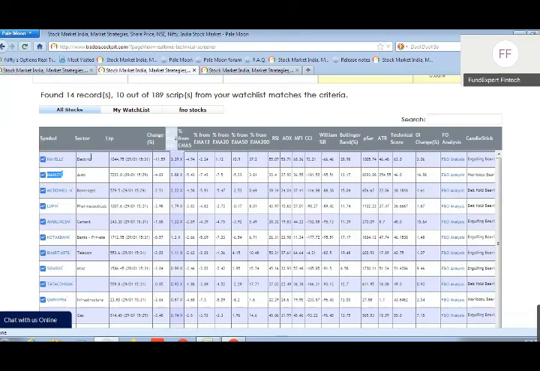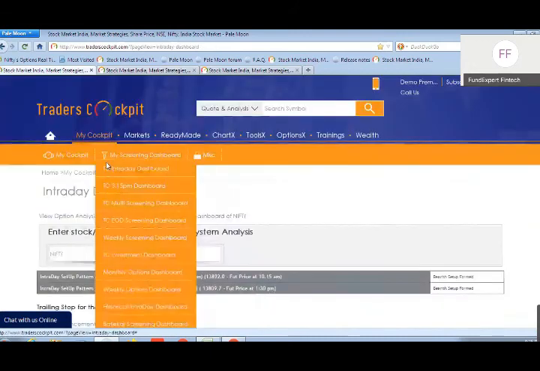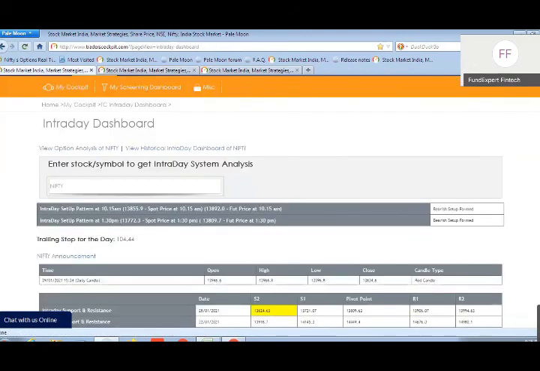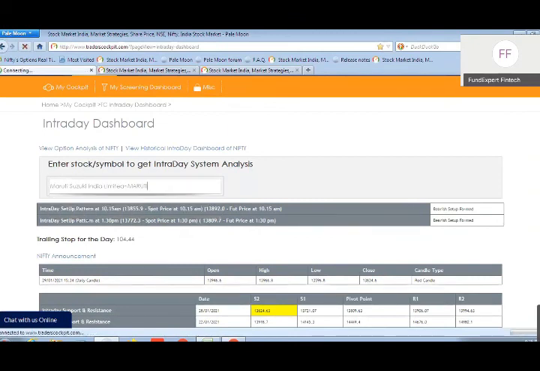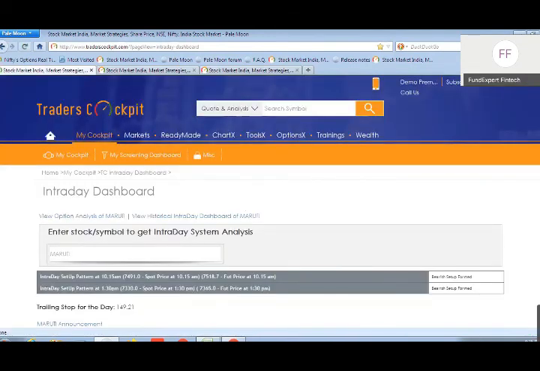Once you got the script name, this is your step number one. Now what you can do is pick up the stocks, say Maruti or Havells or any one with a good volume, and check on the dashboard page here. The idea is to select stocks with a good volume and price action. Once you type in the script name here, accordingly it will show you the setup formation.